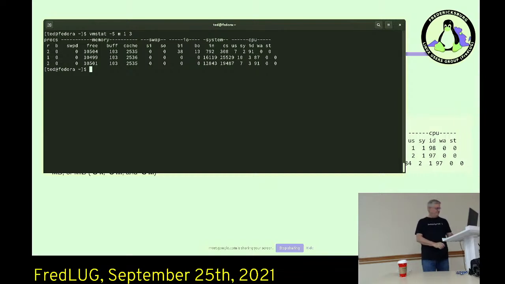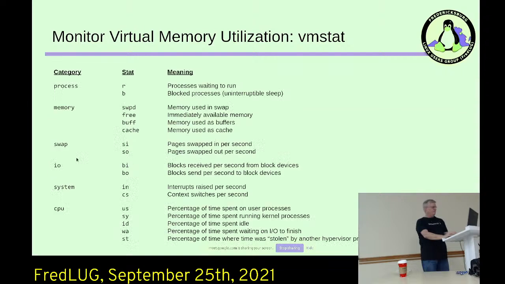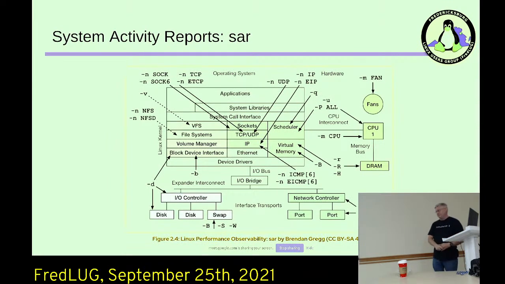Look good? All right. And here's what all of those columns mean. I forgot what system in and cs were: interrupts and context switches per second. We'll make sure that everybody has a copy of this presentation for later on.